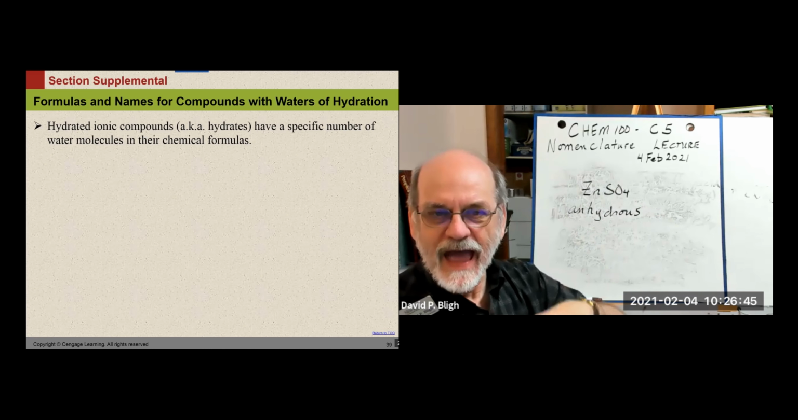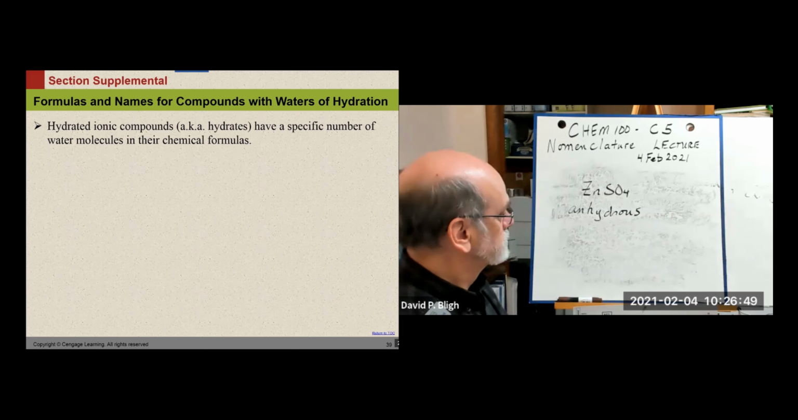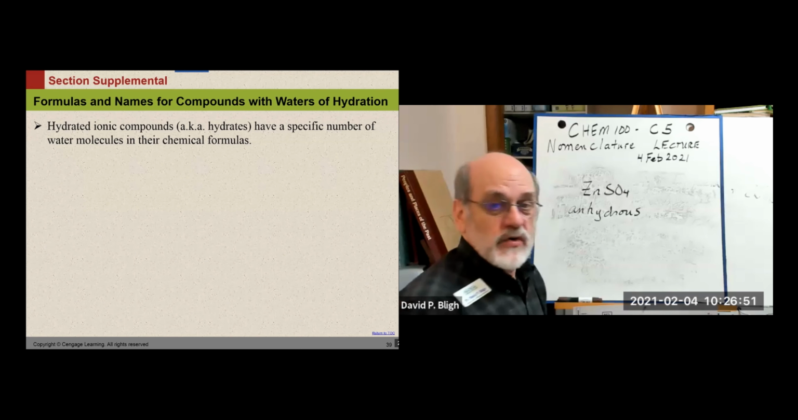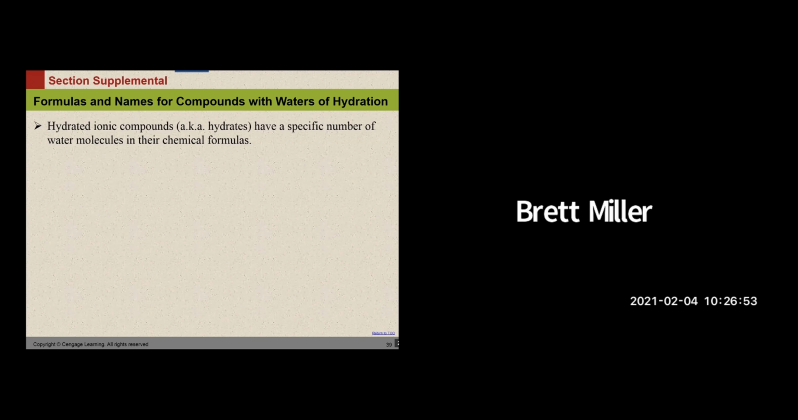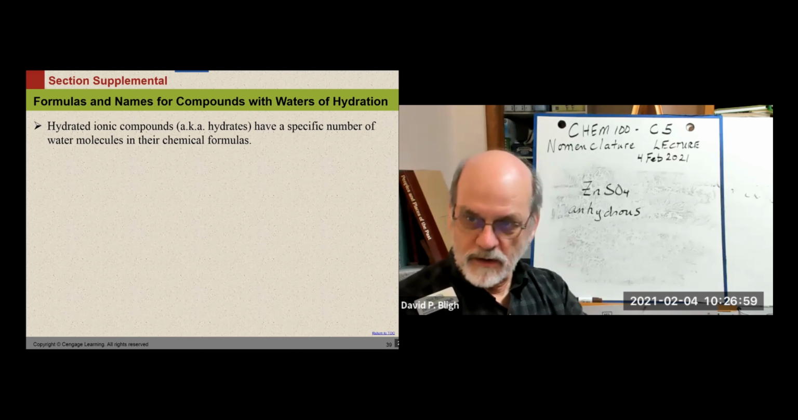So when we say how many waters of hydration are there per molecule, to do that, we need to know what was the loss of mass in the process from before and after.